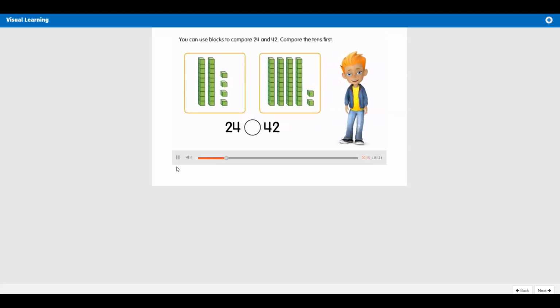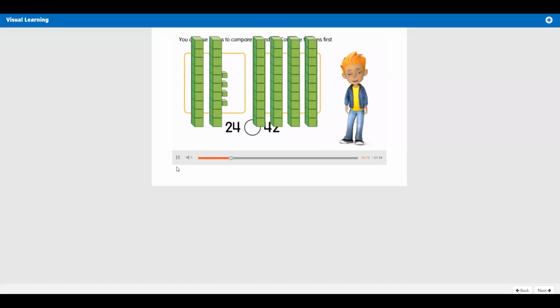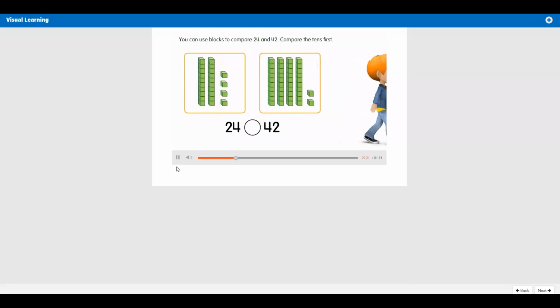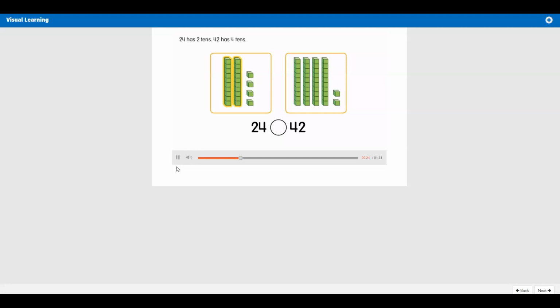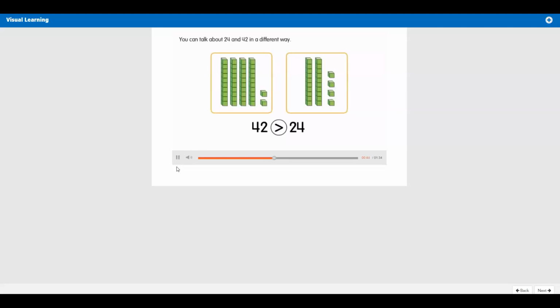You can use blocks to compare 24 and 42. Compare the tens first. 24 has two tens. 42 has four tens. 24 has fewer tens than 42. So 24 is less than 42. You can talk about 24 and 42 in a different way. 42 has more tens than 24. So 42 is greater than 24.